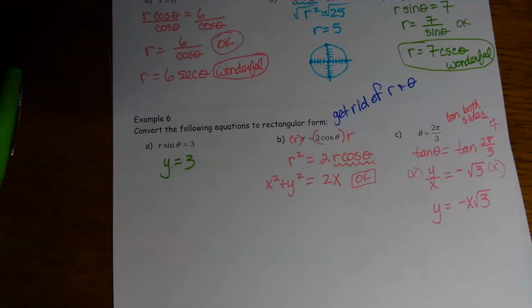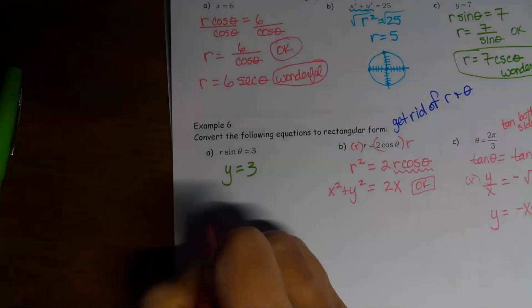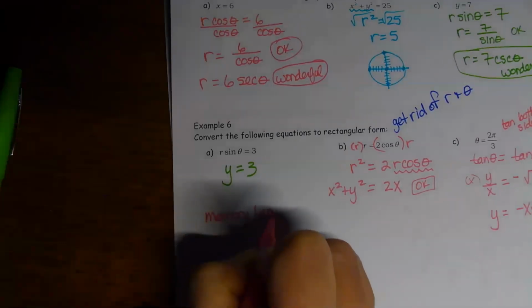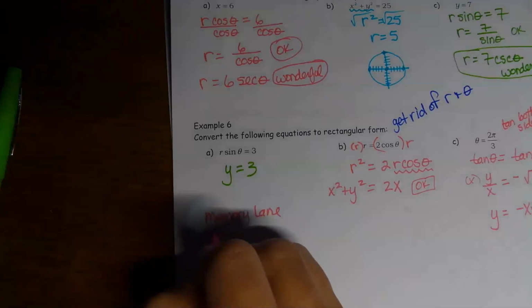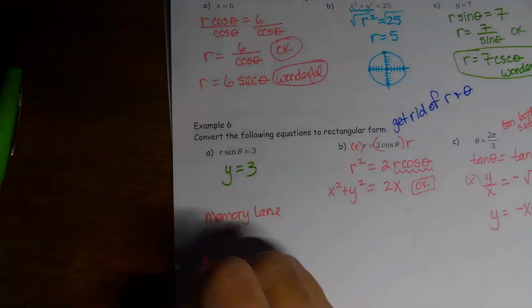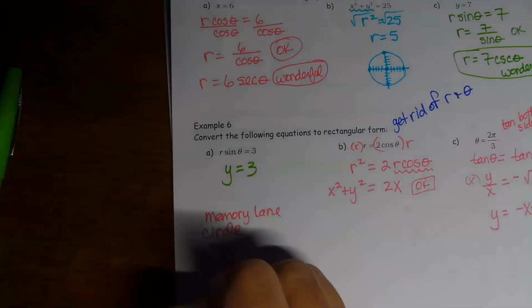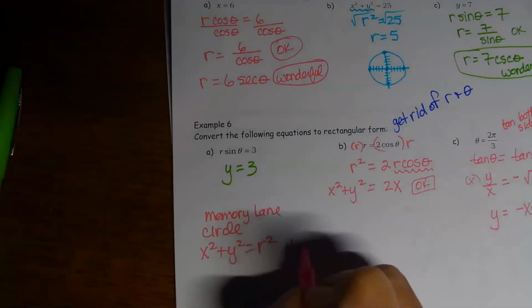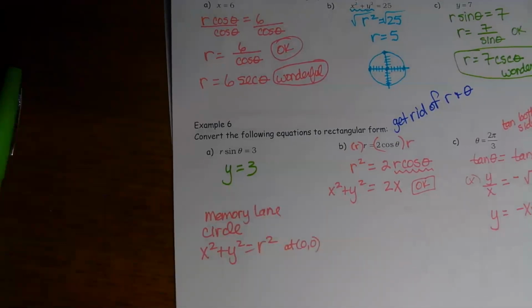What's the formula for a circle? Let's go back to memory lane. Got to go to geometry. A circle is x squared plus y squared equals r squared. That's a circle. This is a circle at 0, 0, right?